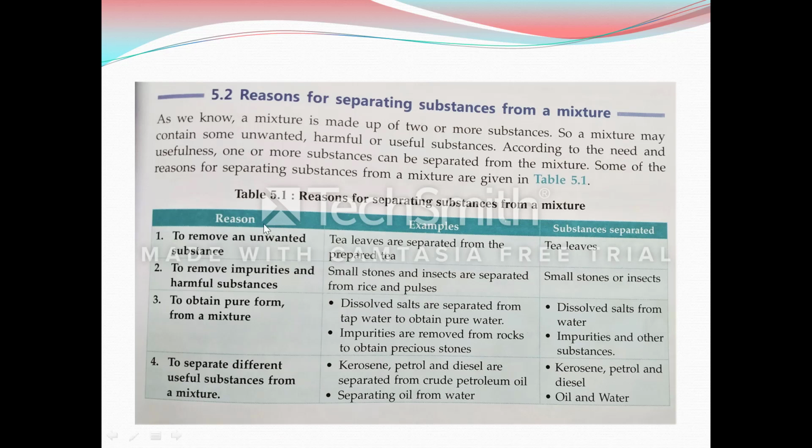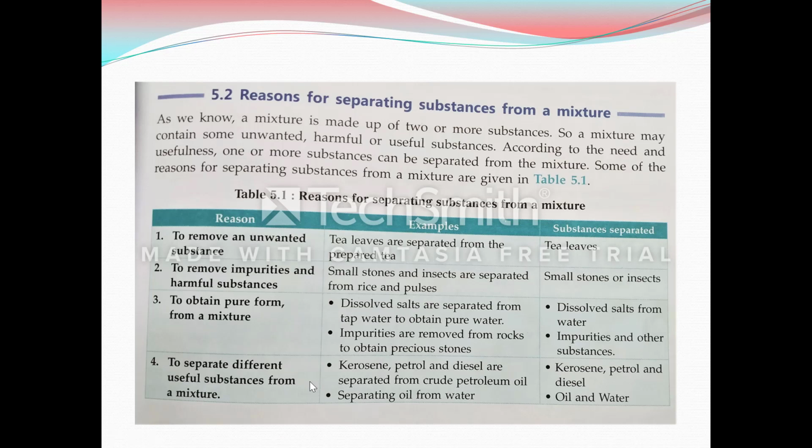Not wanting something is covered under points 1 and 2. Some unwanted thing or impurity you want to remove is covered under these two points. And wanting something is covered under 3 and 4. So let's study first and second, that is, you don't want something. First point is to remove an unwanted substance. Second, to remove impurities and harmful substances. Third is to obtain pure form from a mixture, and fourth, to separate different useful substances from a mixture.